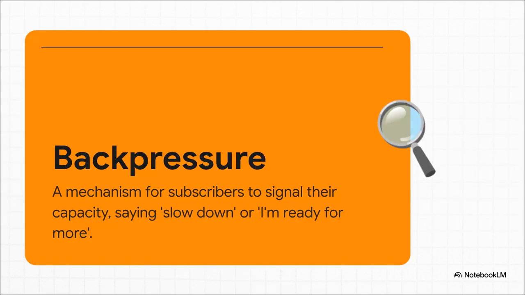But wait, what happens if the source is producing data way faster than the consumer can handle it? Without some kind of flow control, the consumer would just get overwhelmed and crash, right? Well, that's where this crucial idea of back pressure comes in. It's a feedback loop. It lets the subscriber tell the publisher, "Hey, slow down a bit," or, "Okay, I've caught up, send more." It's basically the system's safety valve.